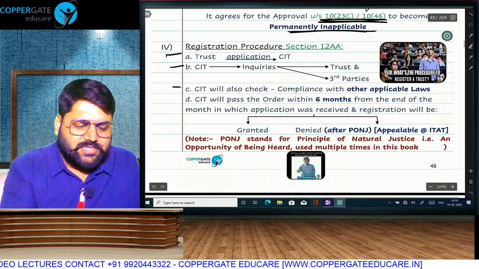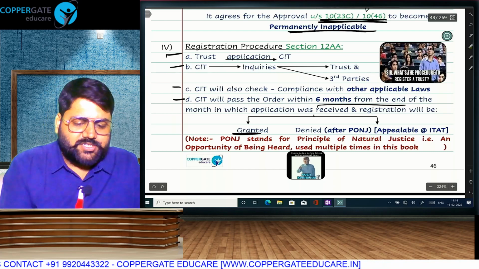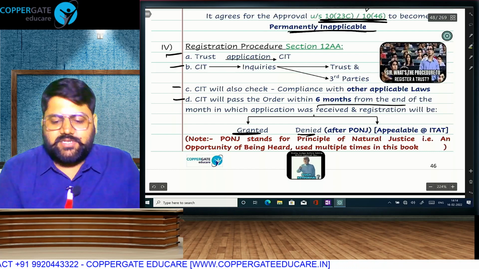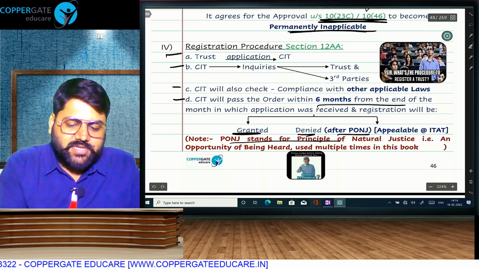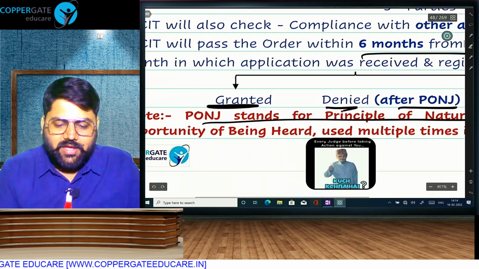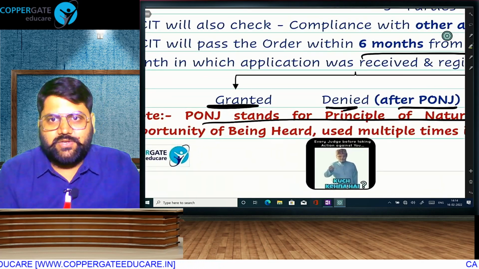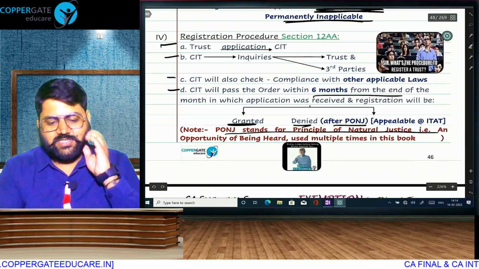And CIT will pass an order within 6 months from the end of the month of application, whether the registration is granted or the registration is denied. Before denying, you have to follow PONJ. PONJ stands for Principle of Natural Justice, where basically every judge before taking action against you will ask you, do you want to say something? Kuch kehna hai? Do you want to say something?